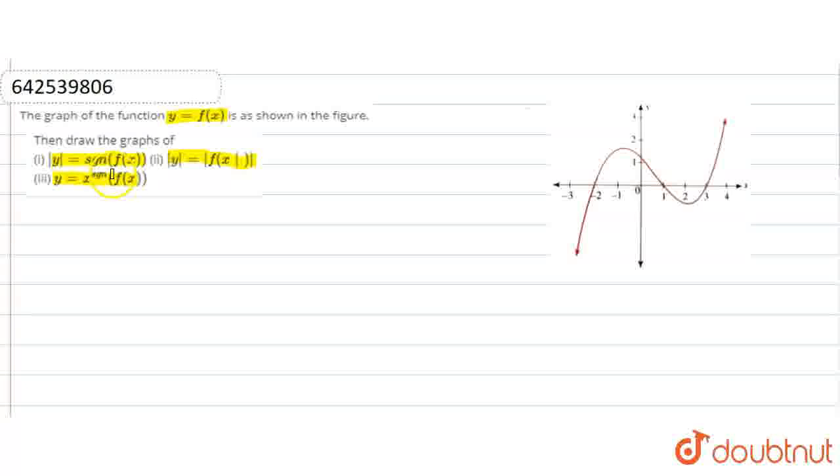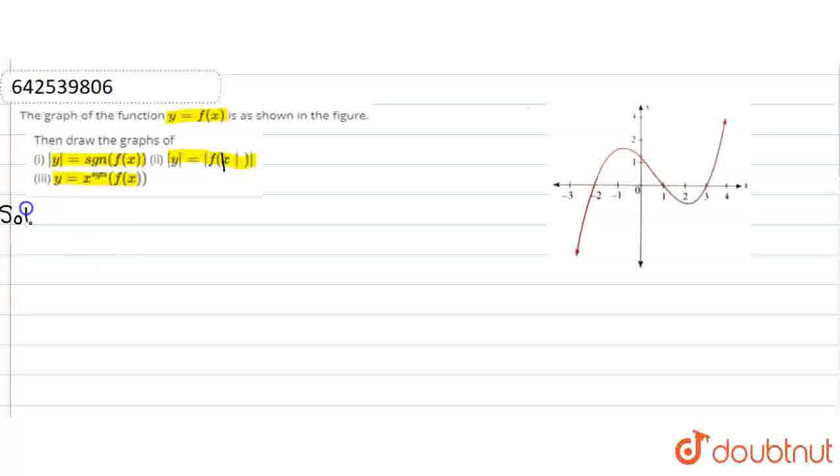Here f of x is in the power of signum, and here we have to take the mod of x also. So first we correct this. Here this is the mod of x. So we come to its solution.